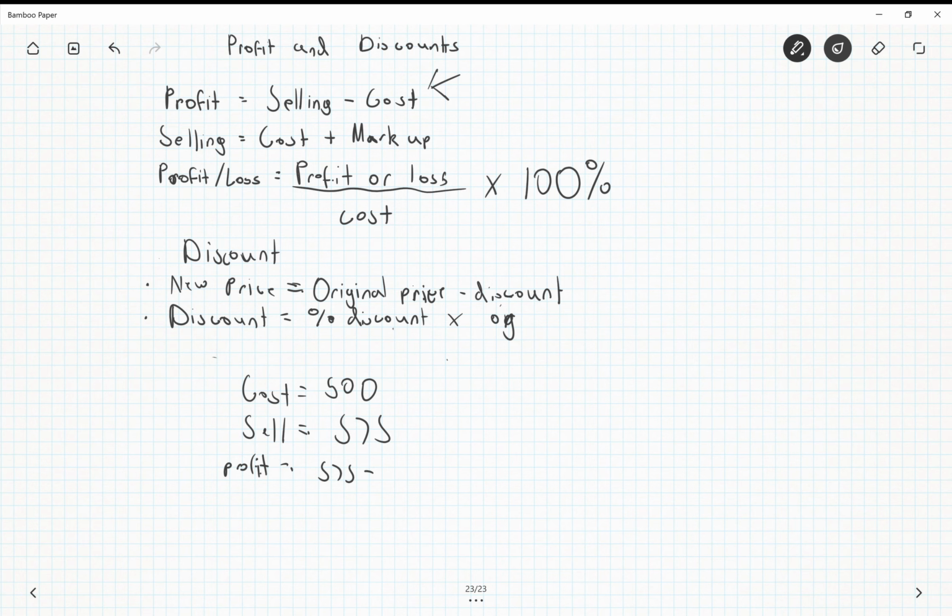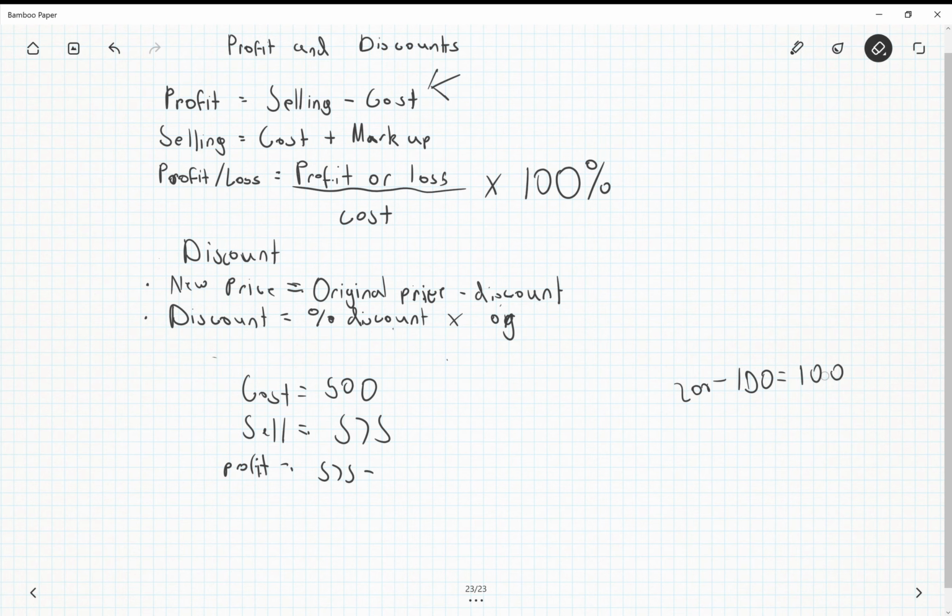So let's say a cricket ball cost you $50, but you sell it for $70, that means you have $20 profit. So we can write this into an equation. Profit equals the selling price minus the cost price, and we can substitute any values we want. So let's say a table tennis table cost us $100, but the selling price was $200. We would end up with $100 profit.